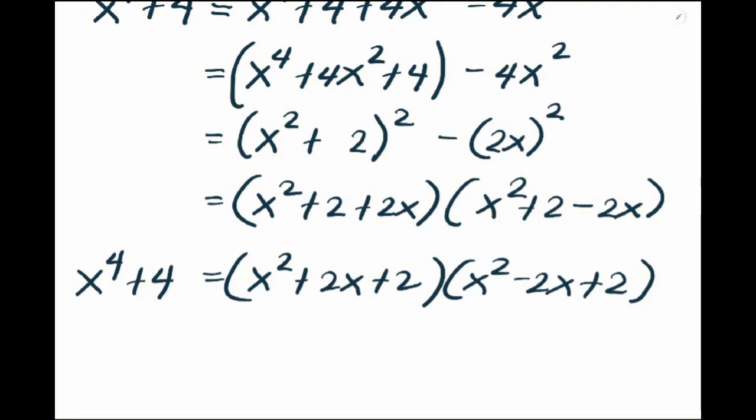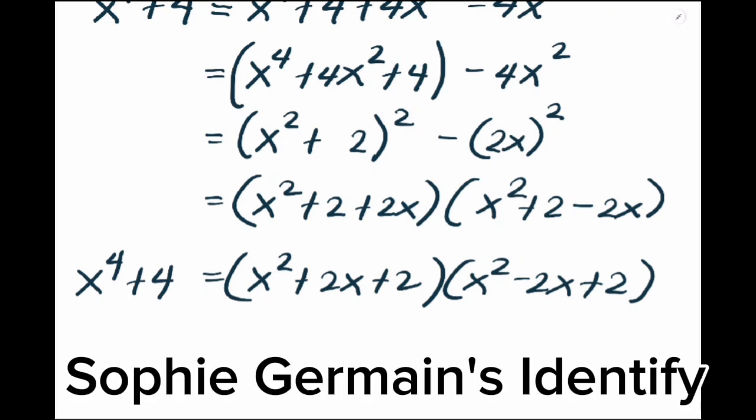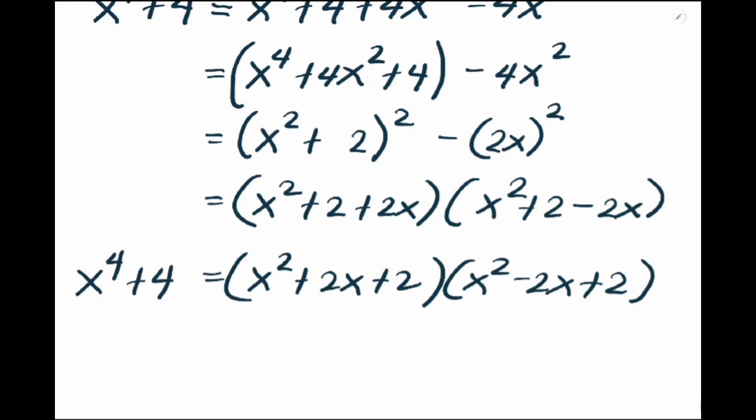So we turned something unfamiliar into a difference of squares. This technique is actually known as Sophie Germain's identity. So next time you see something that looks unfactorable, maybe it just needs a little creativity.